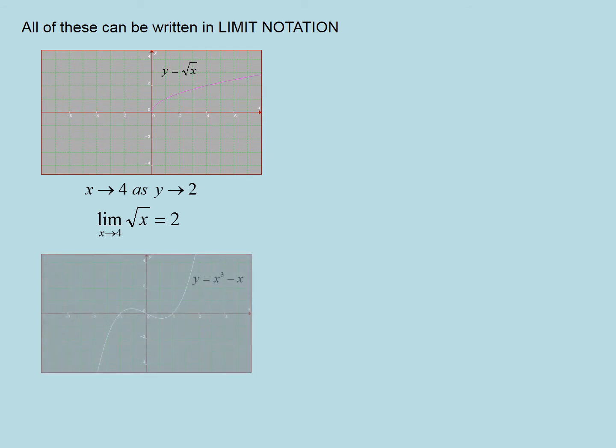Second graph, we had the graph y equals x cubed minus x. We were looking at x approaches 1 as y approaches 0. Written in limit notation, we would have the limit of x cubed minus x as x approaches 1 equals 0. I've taken the limit of that entire quantity.